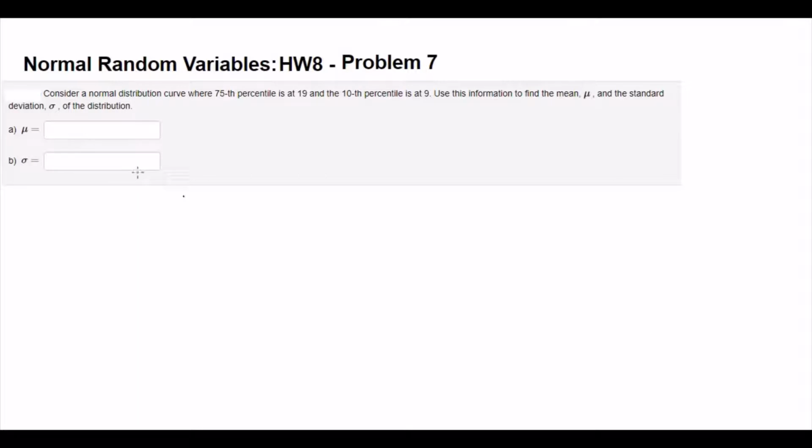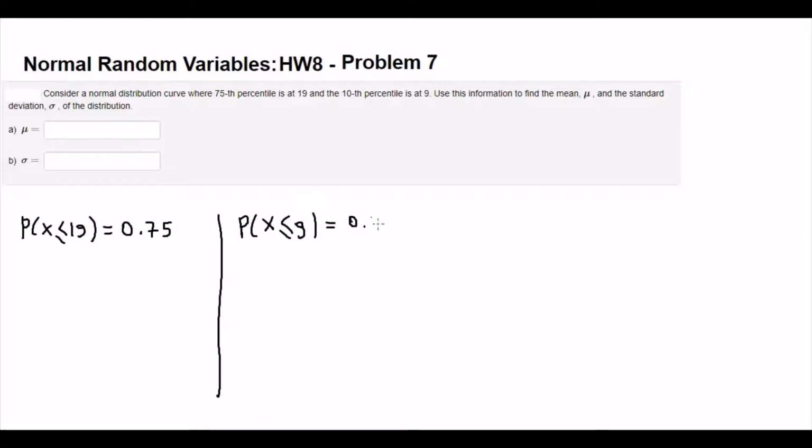Problem number 7. Consider a normal distribution curve where the 75th percentile is at 19 and the 10th percentile is at 9. Use this information to find the mean mu and the standard deviation sigma of the distribution. 75th percentile at 19 means the probability that X is less than or equal to 19 is equal to 75%, which is 0.75. And simultaneously, the probability that X is less than or equal to 9 is equal to 10%, because that is what it means to say the 10th percentile is at 9.